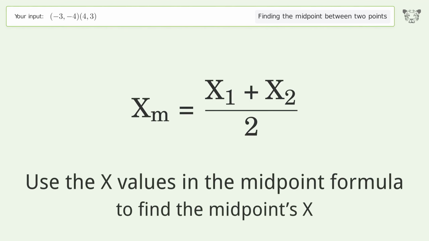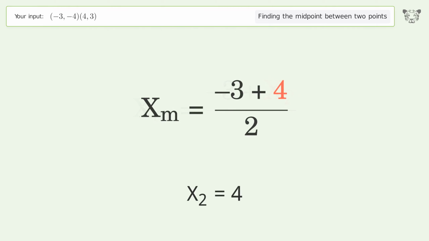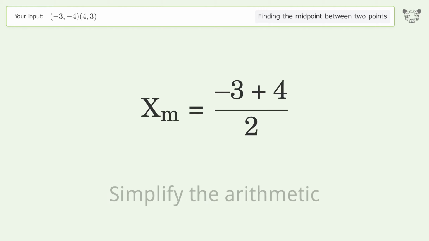Use the x values in the midpoint formula to find the midpoint's x. x1 equals negative 3. x2 equals 4. Simplify the arithmetic.